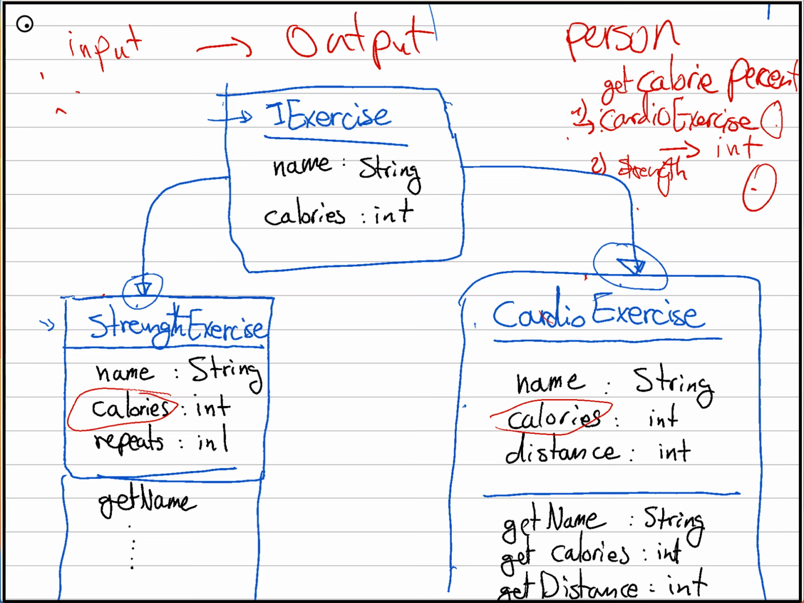Okay, now I understand. It makes our work much easier. Exactly. So now the person class, because it doesn't care about what kind of exercise it is, it can just say, hey, the input is going to be an exercise and the output is going to be a number. That's all it cares about. Now I see. Yes, it makes sense now.